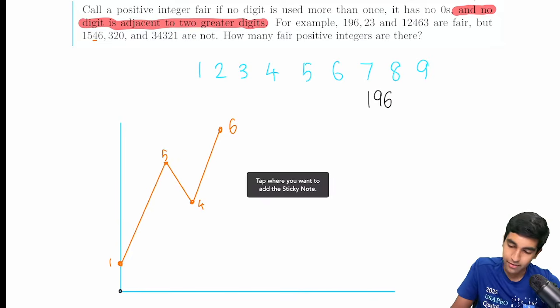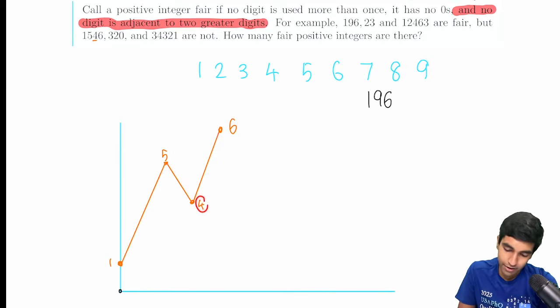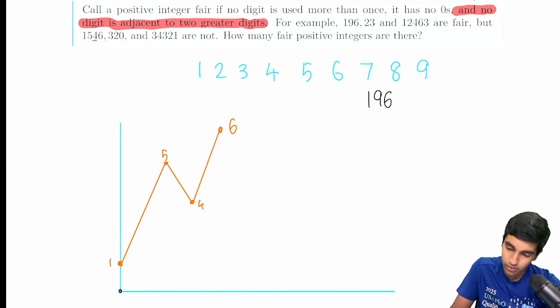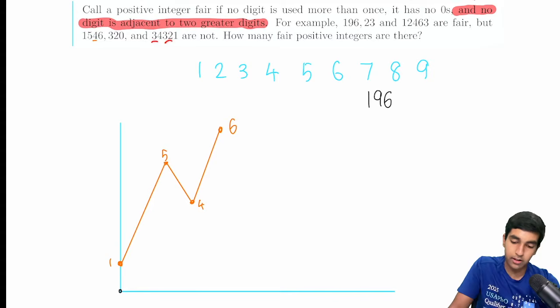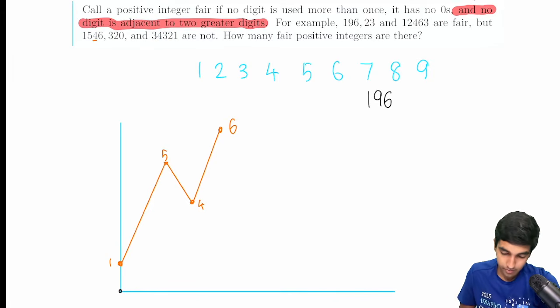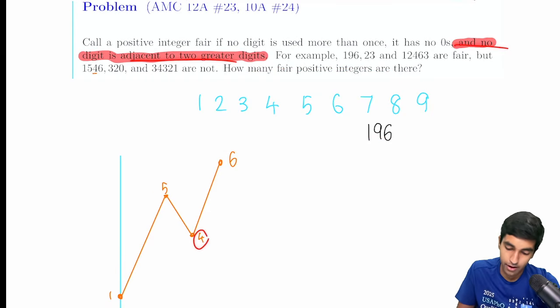So notice the shape of this thing here. It's kind of like a V. So 4 adjacent to 5 and 6 doesn't work because of this V. And let's say one more example, 320. 3, and then 2, and then 0, that doesn't work because of the 0. And then 3, 4, 3, 2, 1. That also doesn't work because of the duplicate 3. But this is really the main condition here. We're only worrying about these 9 digits. We can't have a digit adjacent to two greater digits.